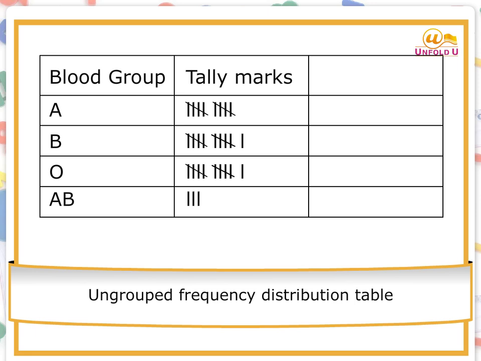In the third column, write frequency. Count the lines in each row and write the frequency in numeral form against that row. This completes our ungrouped frequency table.